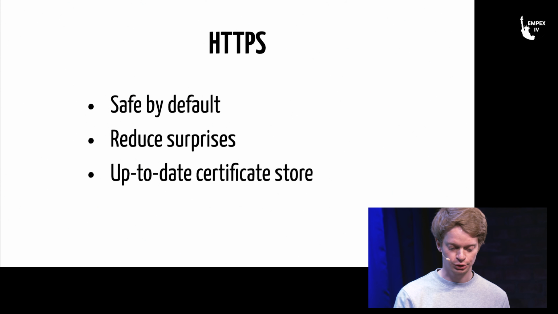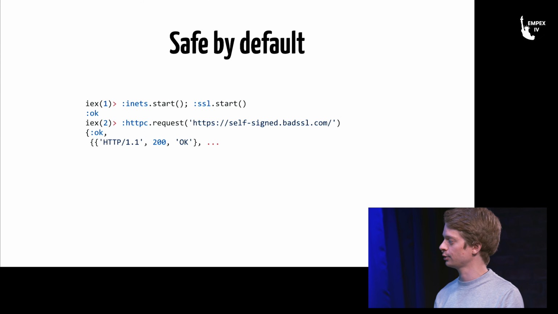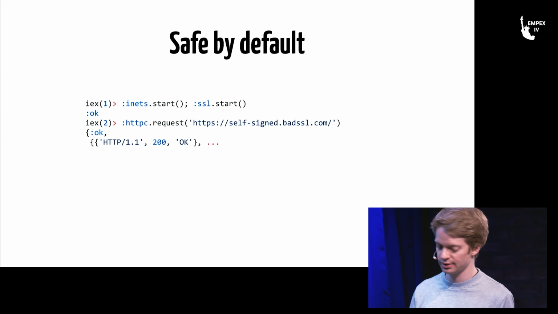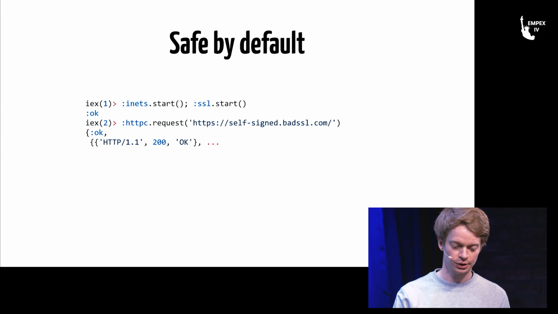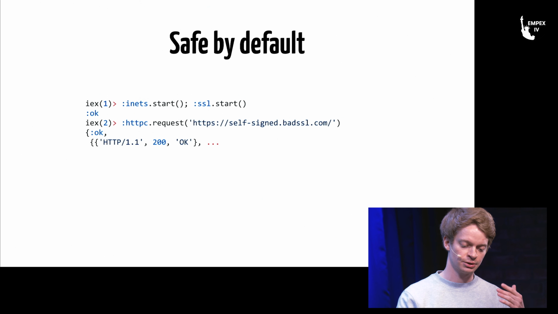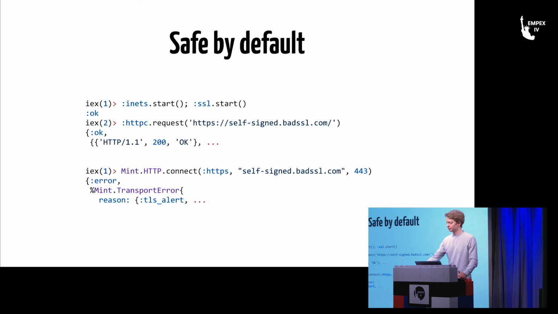To show you what we mean by safe by default, if you use the built-in HTTP client and make a request to a test server on bad SSL that provides a self-signed certificate, that will just work, which it obviously shouldn't, because we want a certificate that is signed by a trusted certificate authority. Instead, if you use Mint, you will get the SSL error like you should.